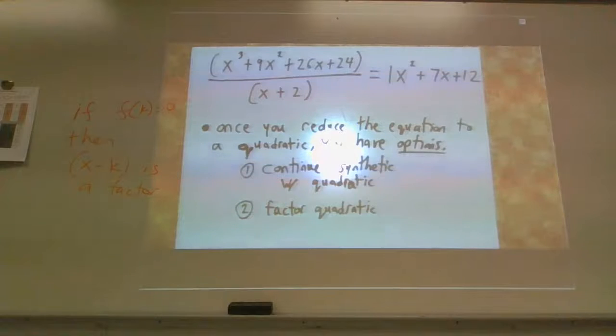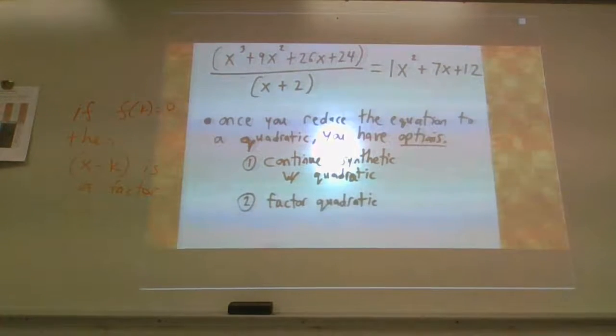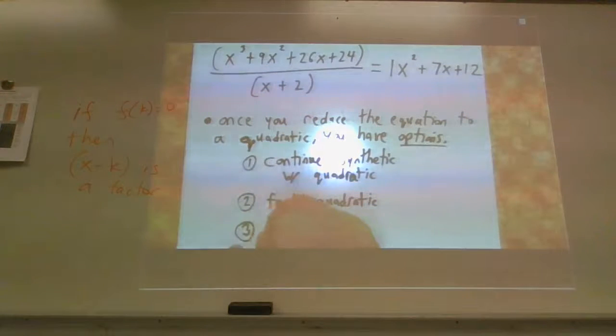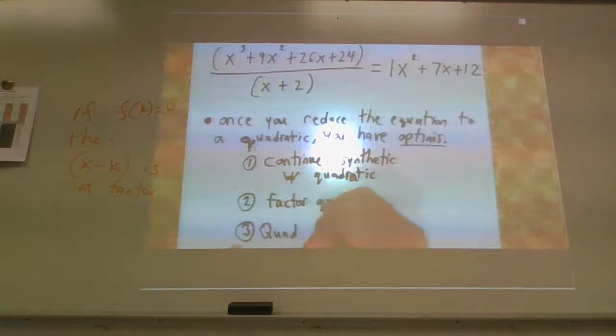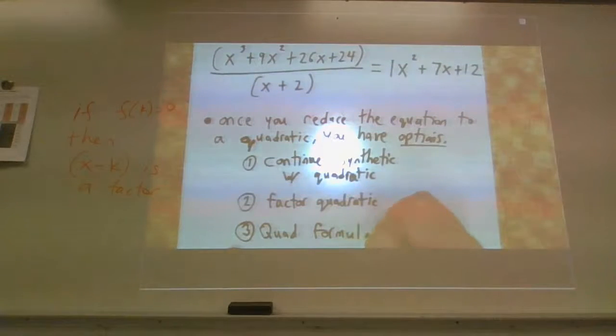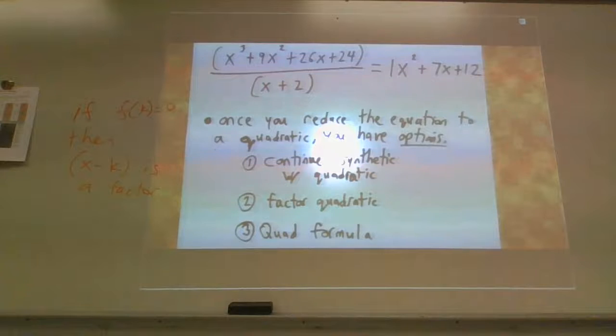Now, I taught you the Tucker method. You may know a different method. Cool, whatever. But you could factor that quadratic. Factoring that quadratic will get the remaining factors. Or option 3, the quad formula. You don't have to do all 3, but you may be forced to do one over another.